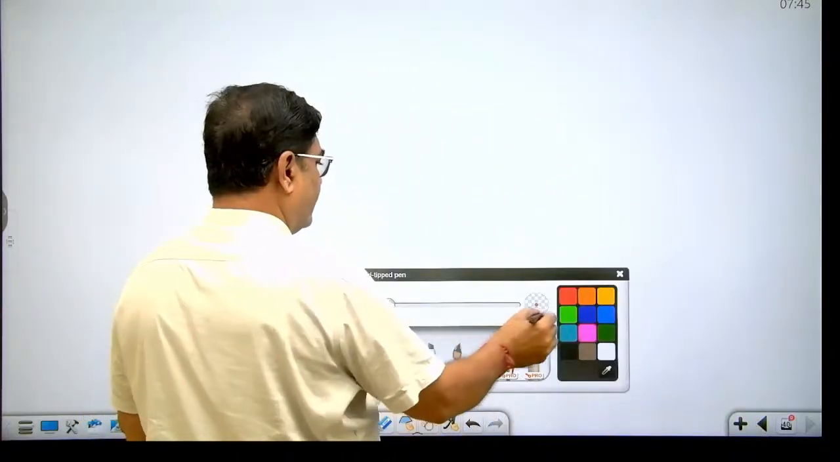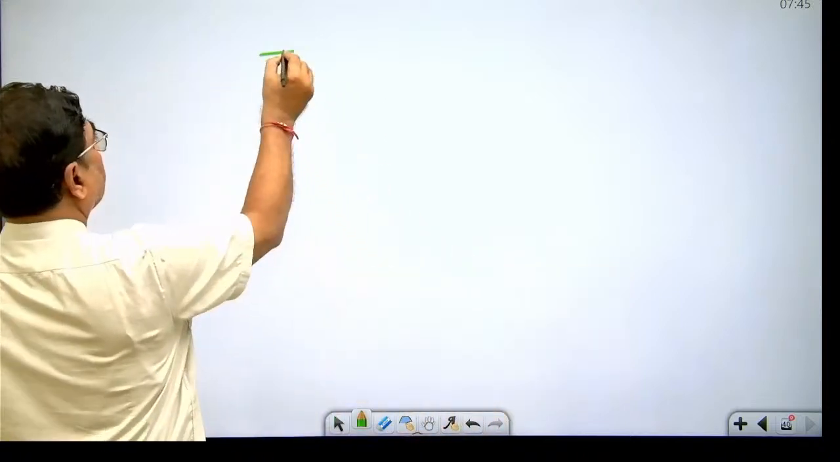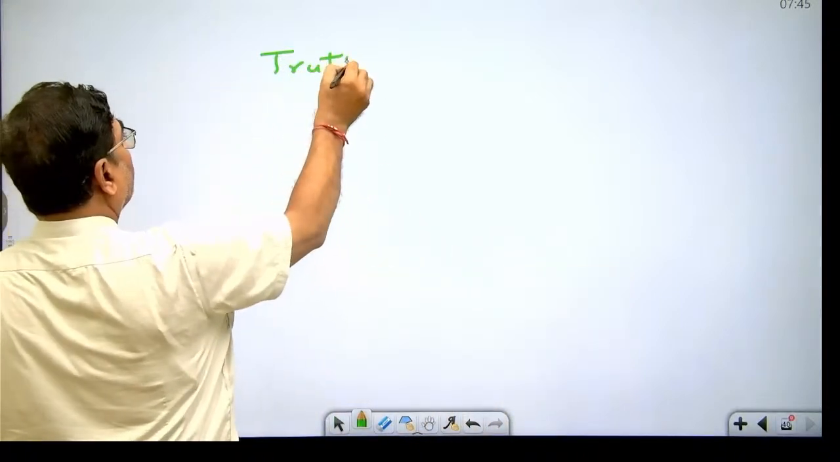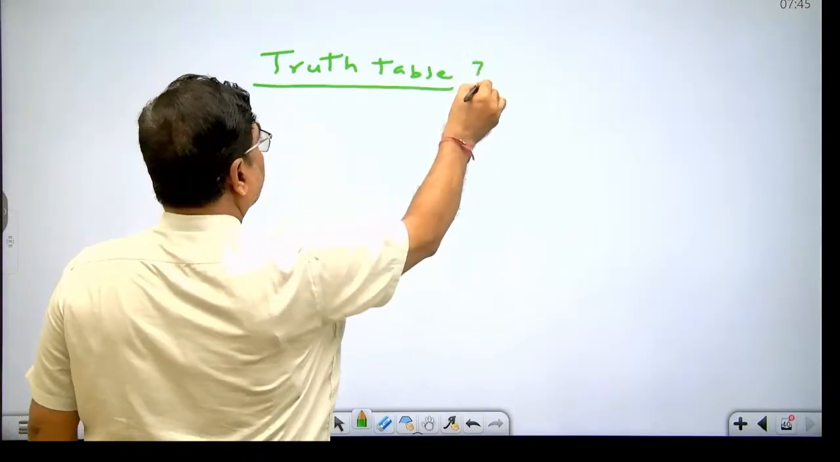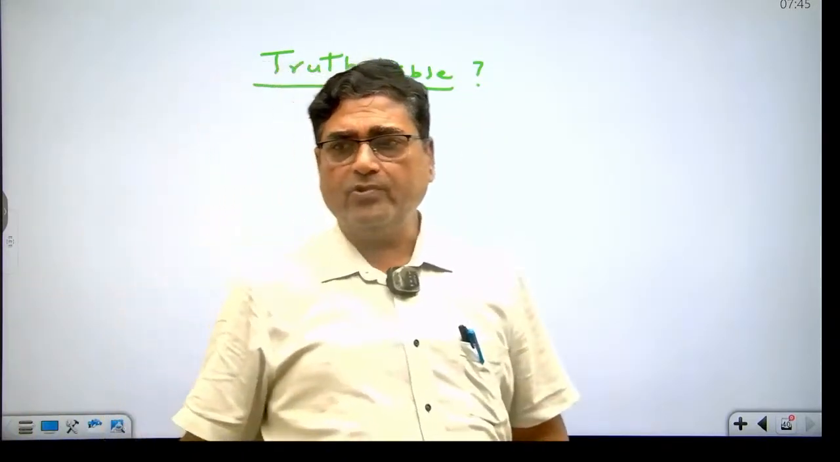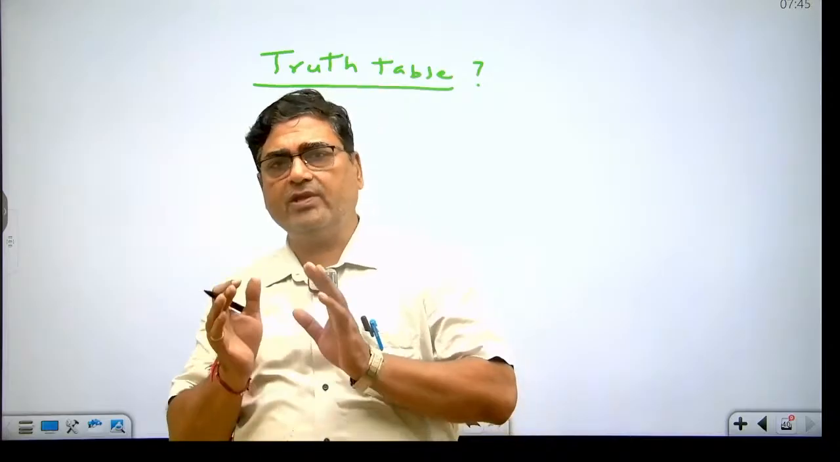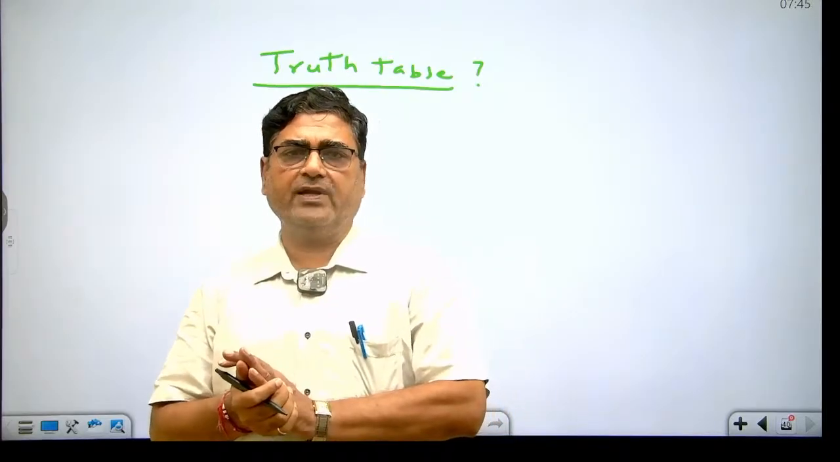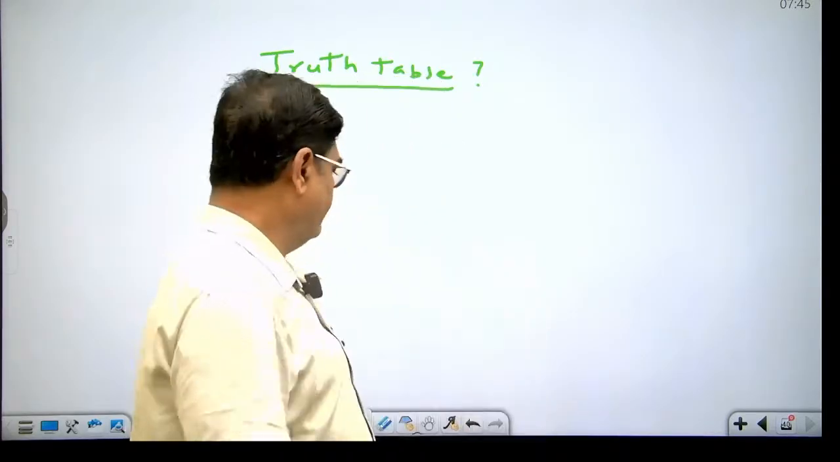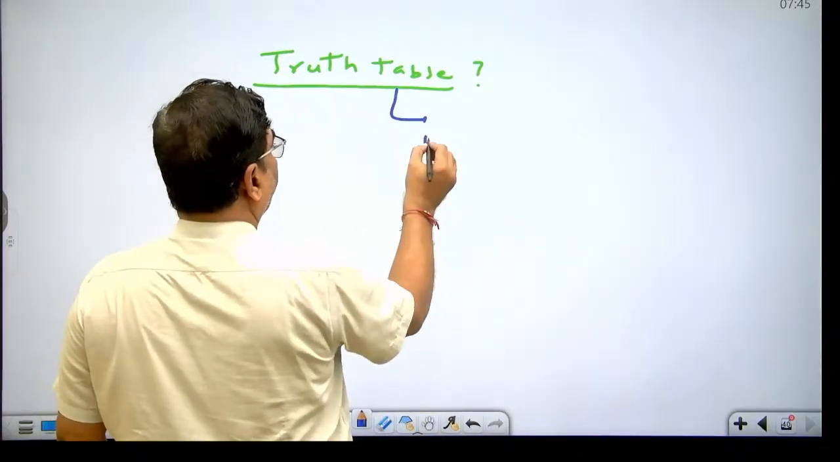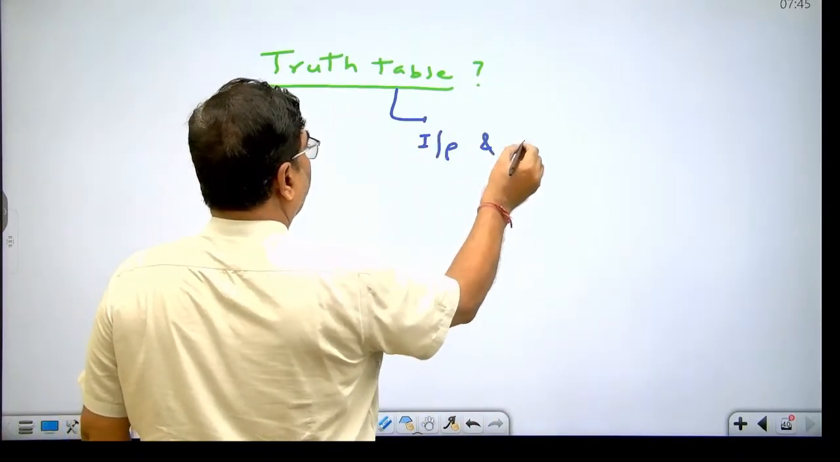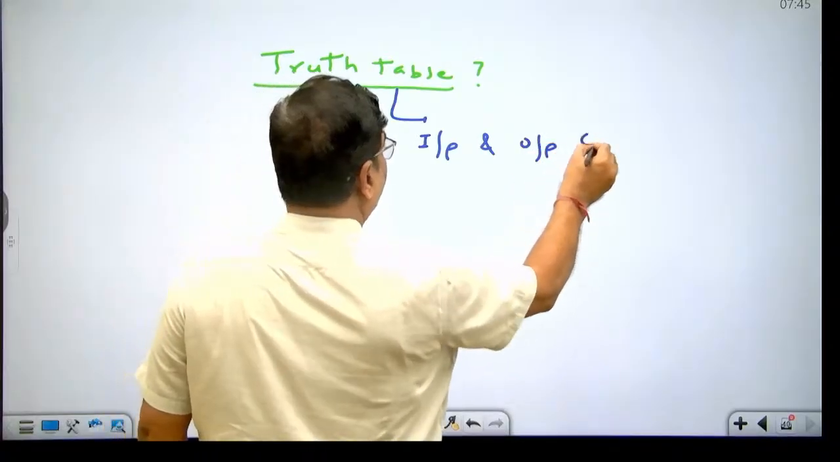Now, dear student, there are three types of, one is truth table. What is a truth table? A table showing all possible combinations of input and output is called a truth table. Okay. Input and output combination table.